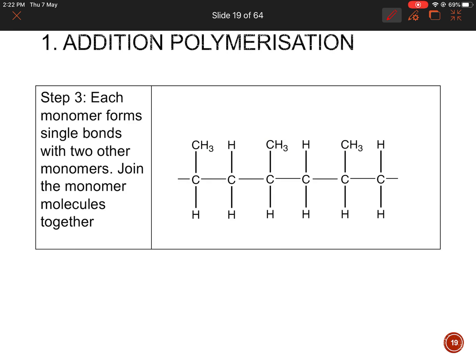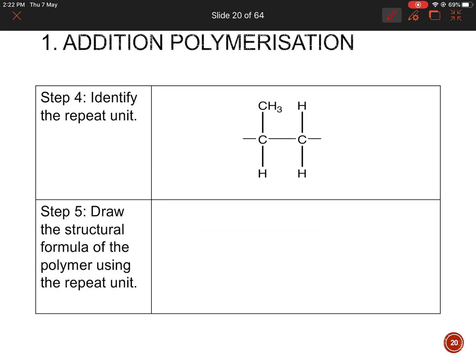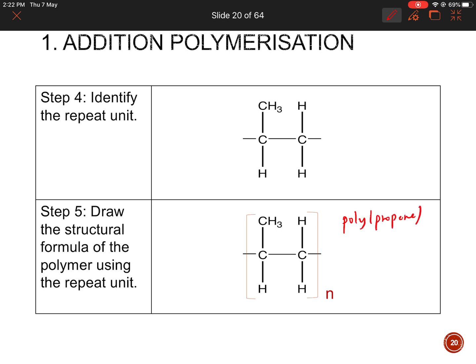And then you put all of them together, you realize that this is your repeat unit over there, and you use that repeat unit and you draw the structural formula. How? You draw the repeat unit, put the bracket, and that is the structural formula of the polymer. And this is polypropene. And actually this polypropene is your plastic number 5. It's a rigid plastic and is used to make plastic containers.